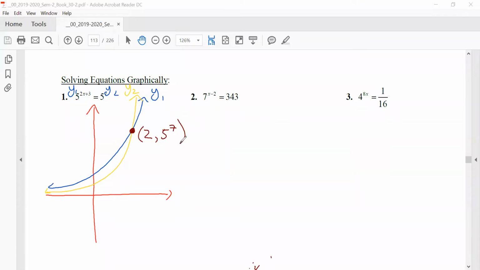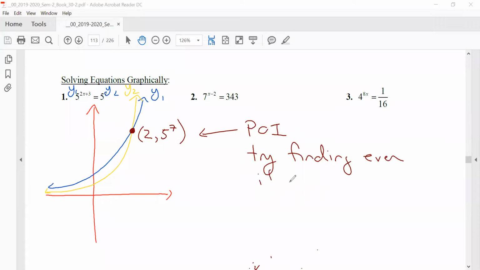Remember, I don't actually have to see that point of intersection. If I don't see it, no big deal. Just try to find it using your calculator. Try finding it even if you don't see it. And we've been practicing that all year long. But for what it's worth, it's probably just easier to do these questions algebraically. I want you thinking that, and thinking that I can pick up my calculator and check all these things graphically when I'm done the question.